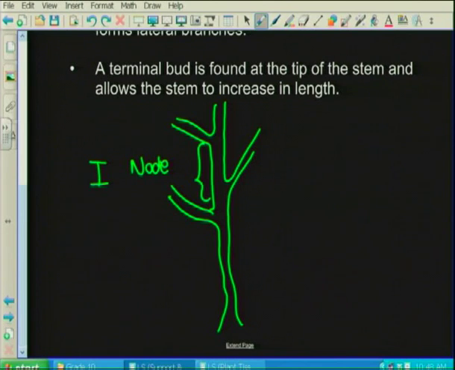Internode, I'm sorry. So you would have a node there, a node there. This would be your internode. In your node, you will find your auxiliary buds, and this is where your lateral stems will form from. And at the end of your, okay, let's just go back.